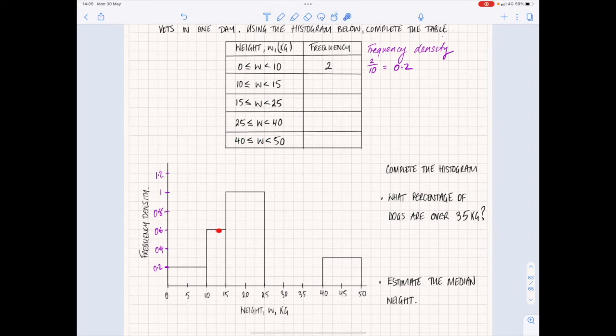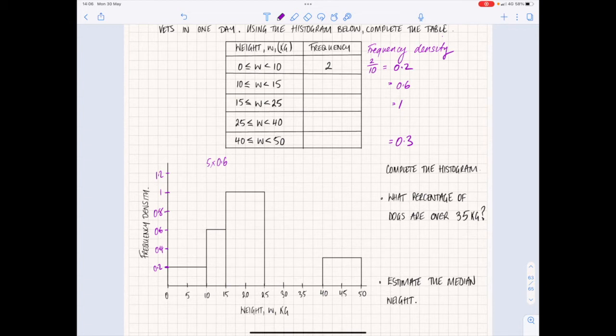So I can say here, for the second bar, which is between 10 and 15, my frequency density is 0.6. The next bar is 1. I'm missing the middle information here on that penultimate one, and the last bar goes up to 0.3. So they're my frequency density. So we're now working backwards, and all I'm going to do is find the area of each bar. So in this one, the width here is 5, so I'm doing 5 times the height, which is 0.6.